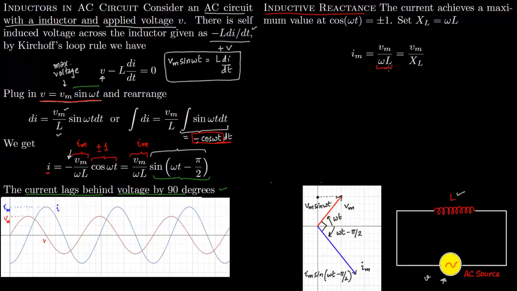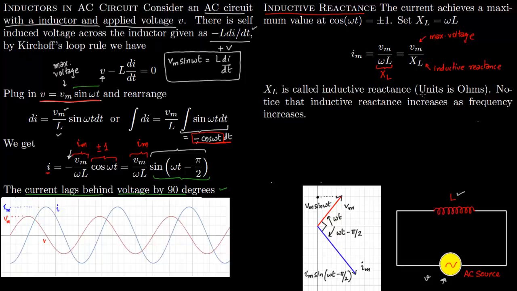So you set this omega times L as X subscript L. So you write V m over X subscript L. Again, V subscript m is the maximum voltage. And you call this X L the inductive reactance. The unit is ohms. So X L is called inductive reactance and the unit is ohms.